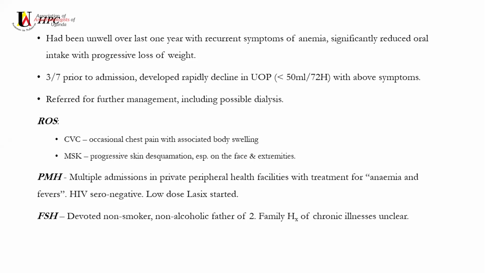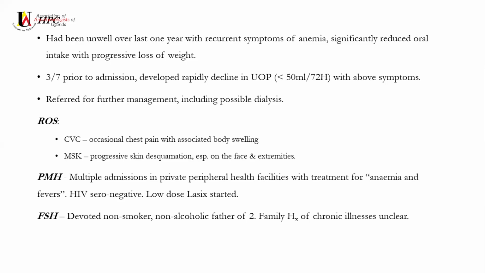In the review of other systems, significant in the cardiovascular system, the caretaker reported occasional chest pain with associated body swelling, which had resolved by this time. In the musculoskeletal system, there was a history of progressive skin desquamation, especially on the face and the extremities. In his past medical history, he had multiple admissions in private peripheral healthcare facilities for the treatment of what they described as anemia and fevers.